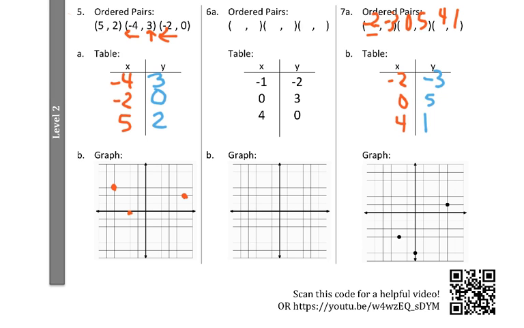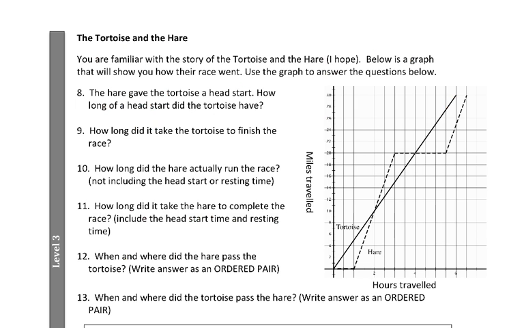All right, let's go on to the backside. The backside gives you the story of the tortoise and the hare, and it has this graph. And so I'm kind of trying to test your ability to read a graph, to find ordered pairs, things like that. Okay, so if you look here, the straight line is the tortoise. Remember, the tortoise was slower but steady.